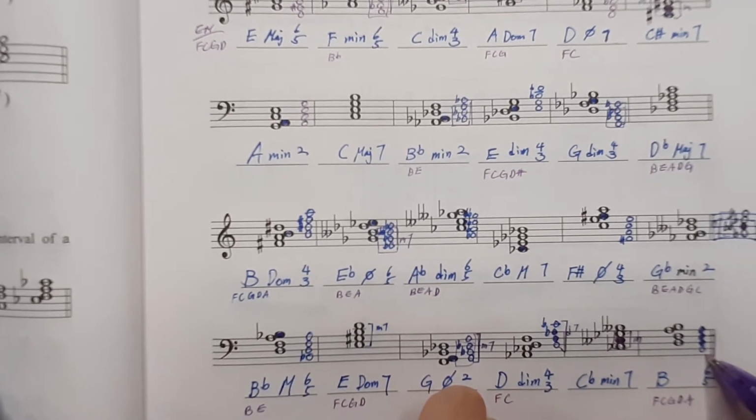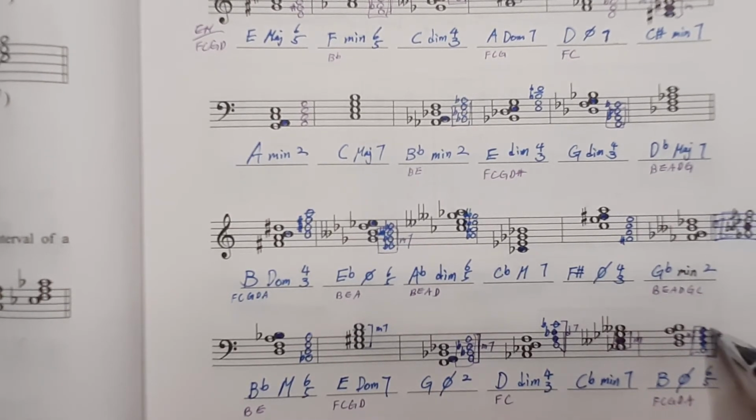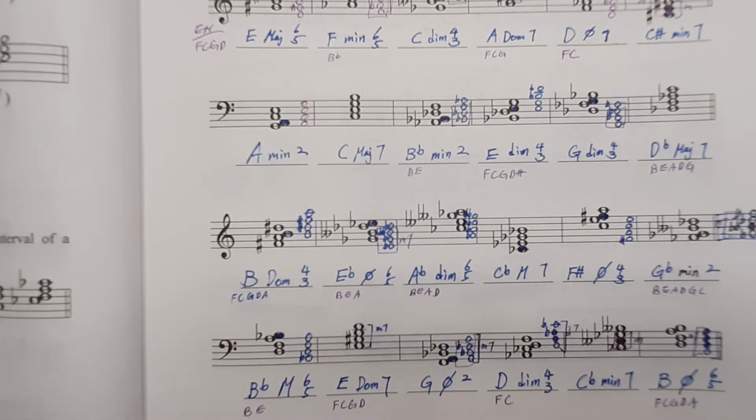So this is diminished plus minor. This is minor 7. And what do you call it? It's a B, not full diminished, but half diminished. Because B to A is minor 7. Got it? Okay, that's so much for that. Now, can we try the next page?